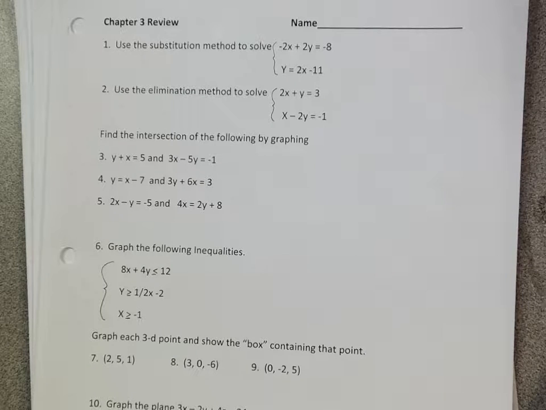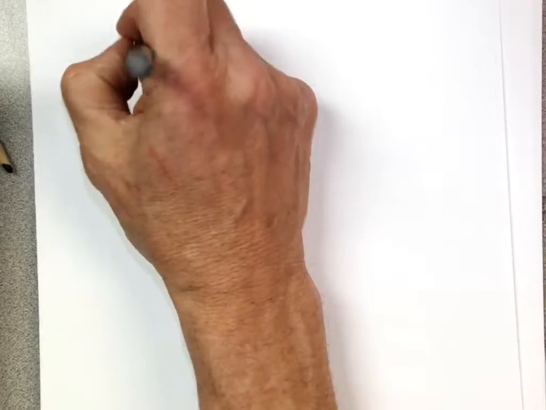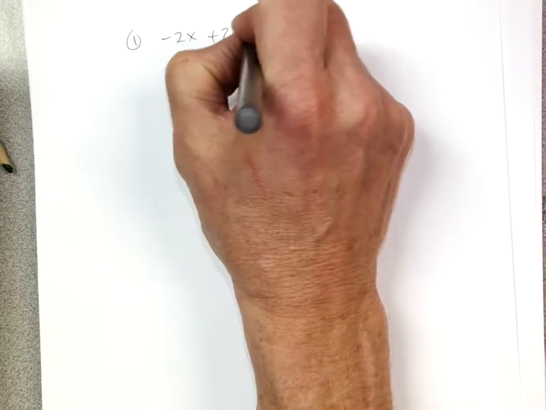So tomorrow is the test, chapter 3. Number 1 says use the substitution method to solve. So how does that work? Well, let me go ahead and rewrite the problem. So number 1, I'm going to rewrite them side by side. This is the way I like to do the substitution method, okay?